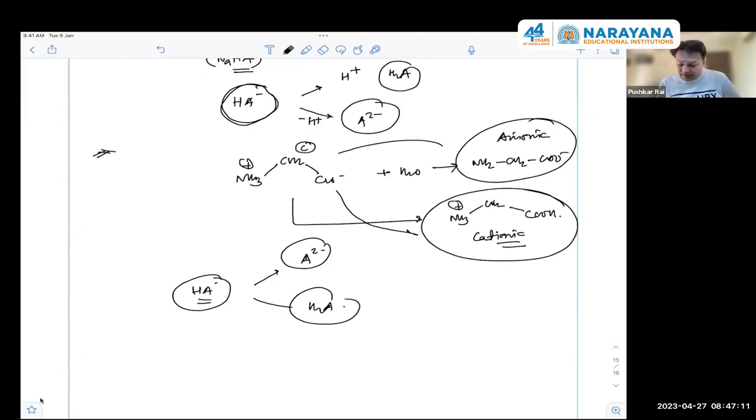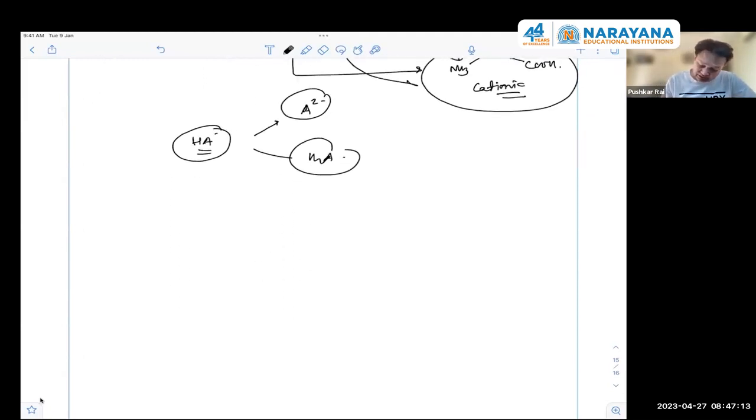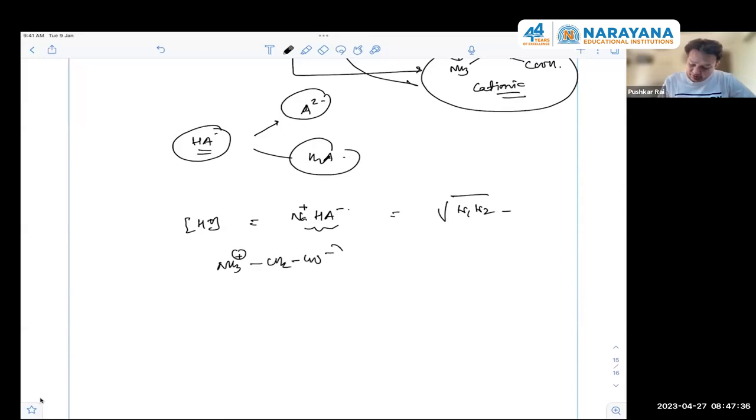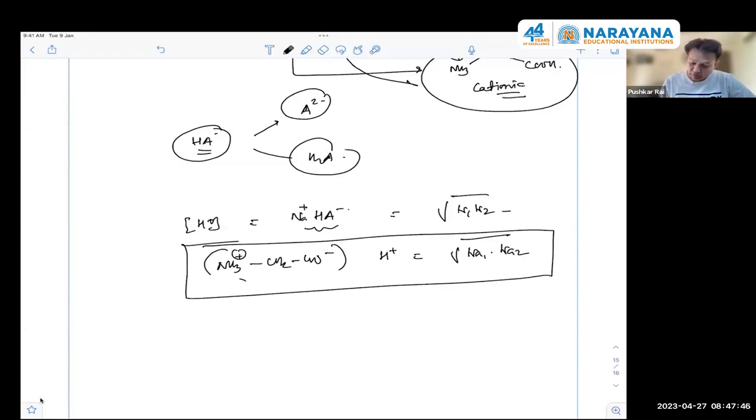Everyone clear? So that is why we very well know that H plus of Na plus HA negative, like sodium bicarbonate, is given by under root of K1, K2. That is why you simply write that if amino acid is there, like NH3 plus CH2 COO negative, then the H plus due to this will be given by under root of K1 into K2. That is why you use the formula.